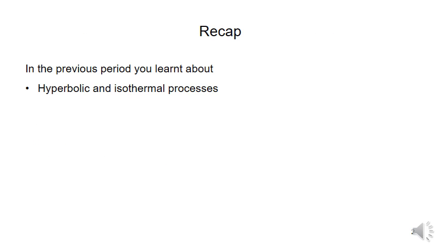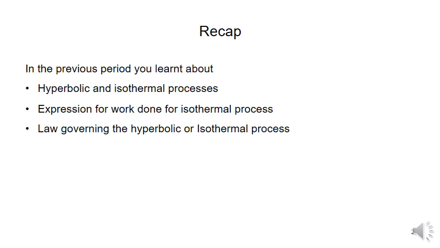In the last class, we discussed the hyperbolic and isothermal process and the expression for the work done for the isothermal process, and the law governing the hyperbolic or isothermal process. The isothermal process is also called a hyperbolic process or the constant temperature process. It takes place only at constant temperature, which means the temperature change dT is equal to 0. When is this possible?